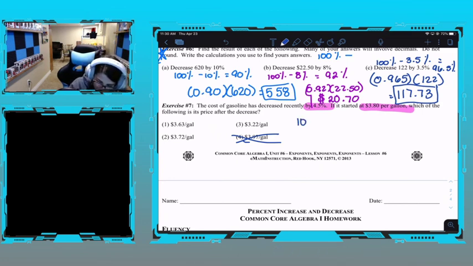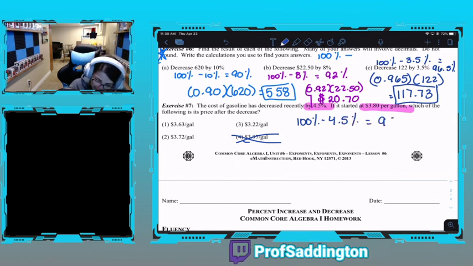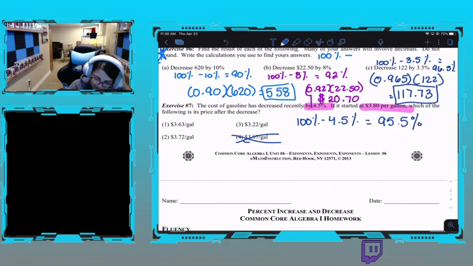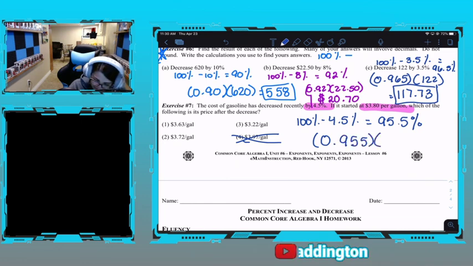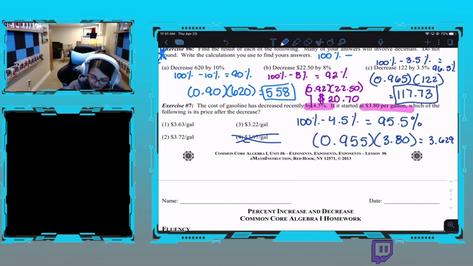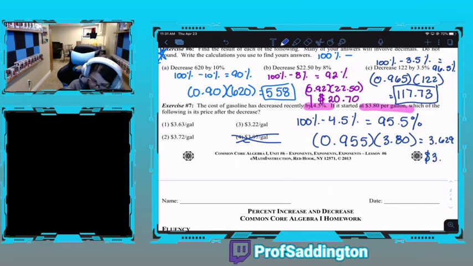But if I want to solve this systematically, we're going to do 100% minus 4.5% to get 95.5% is going to be remaining. So we move our decimal over twice. We get 0.955 times $3.80. And we get 3.629, but since this is cash money, got to round to the hundredths. So 3.63, which is going to be choice 1.